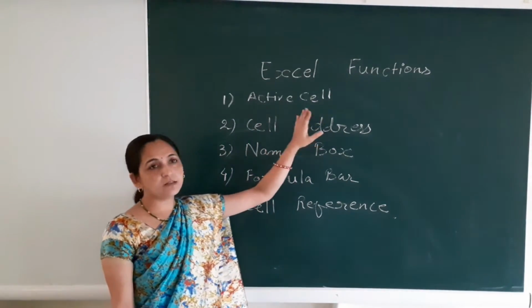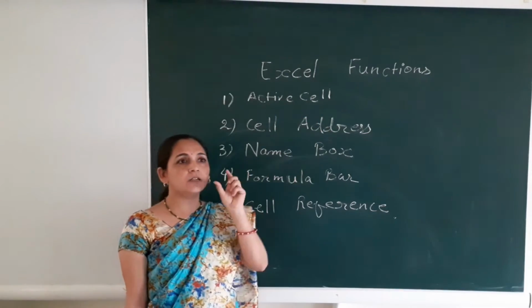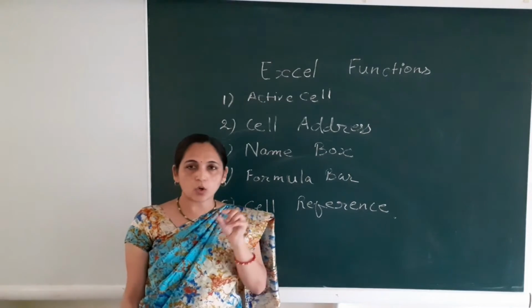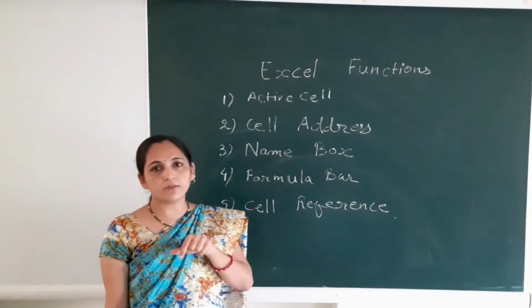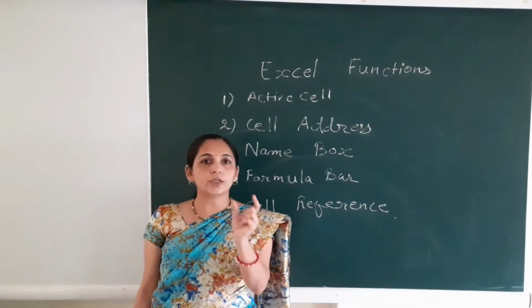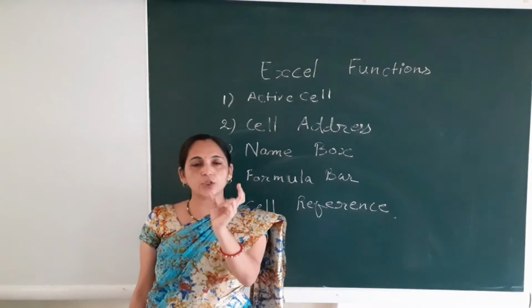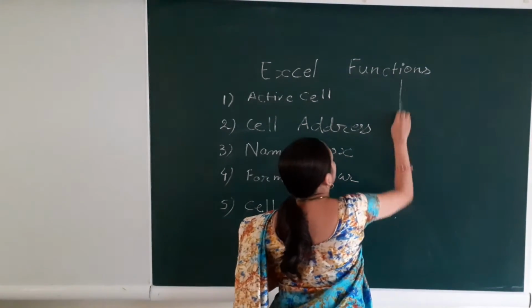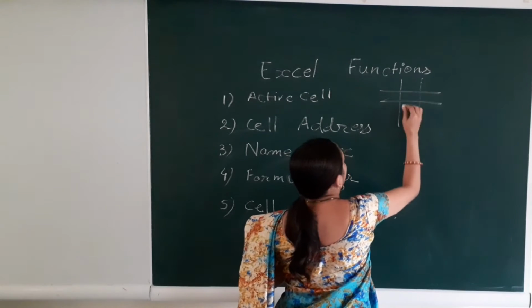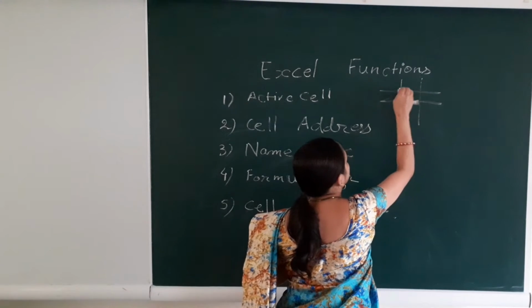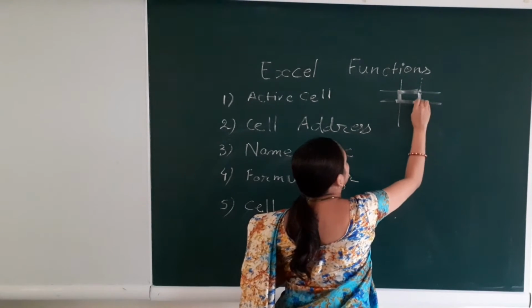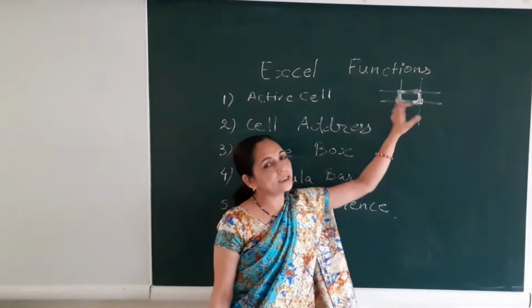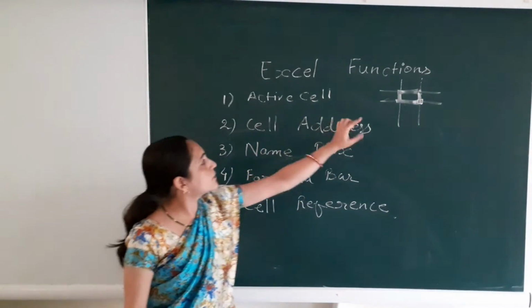Active cell means the cell the user is clicking on. It has a thick border. Normal cells do not have a border, but when you select any cell, it shows a thick border around it, like this. These are the normal cells, and this is the cell you have selected. There is also a small box, which is known as the fill handle. Okay, so this is the active cell.